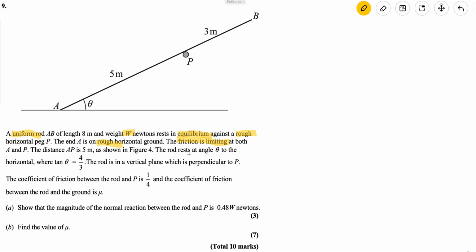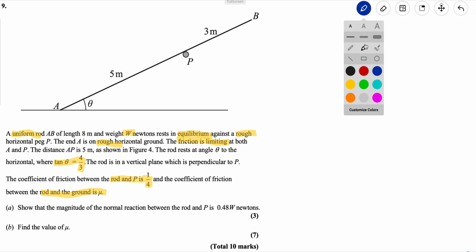As shown in figure 4, the rod rests at an angle of theta to the horizontal where tan theta is equal to 4/3. The rod is in a vertical plane which is perpendicular to P. That just means that the rod is vertically above P. The coefficient of friction between the rod and P is 1/4, and the coefficient of friction between the rod and the ground is mu. No mention of any other forces holding the rod in place.